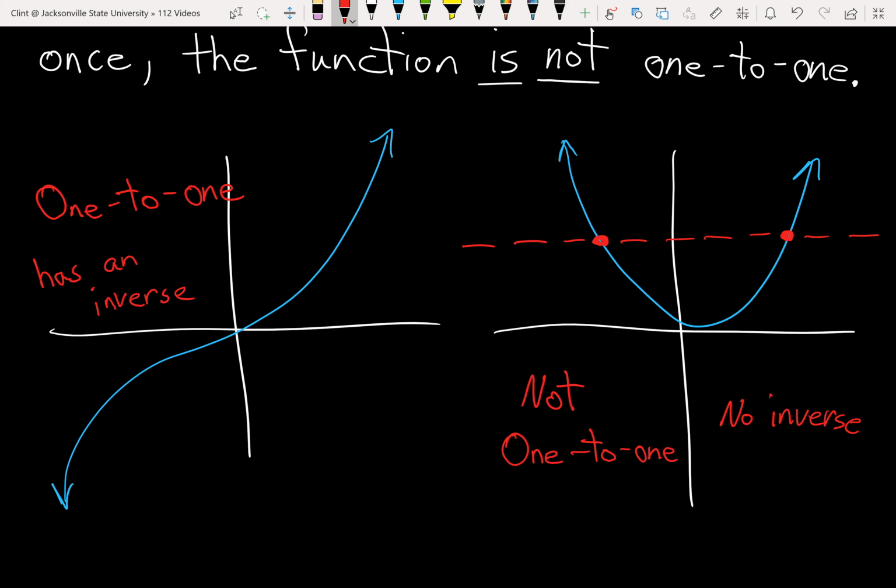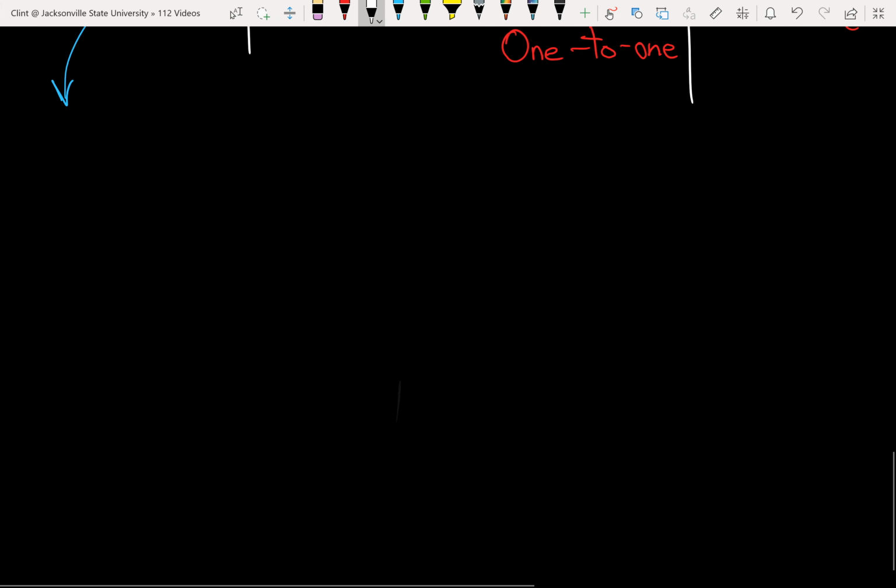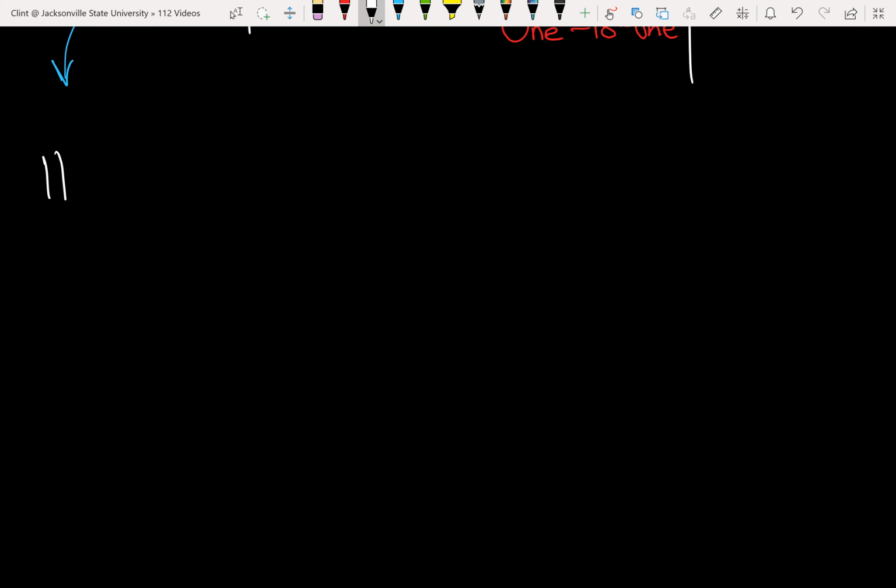All right, and then the last thing in this section we want to talk about is how to find an inverse function. So we want to find a formula.